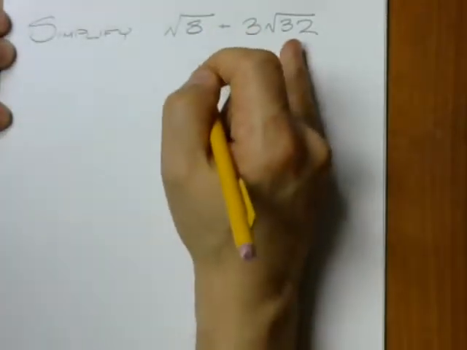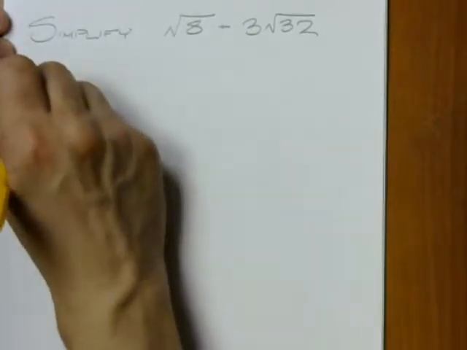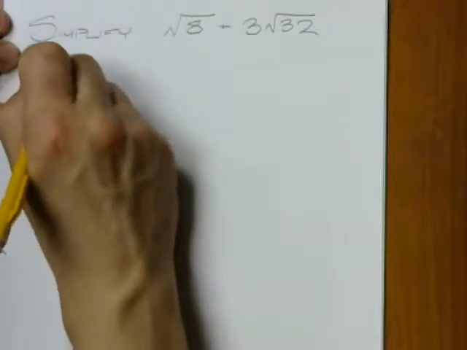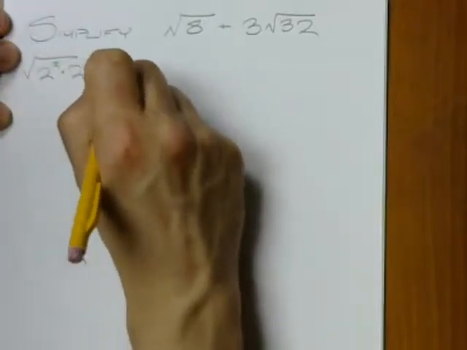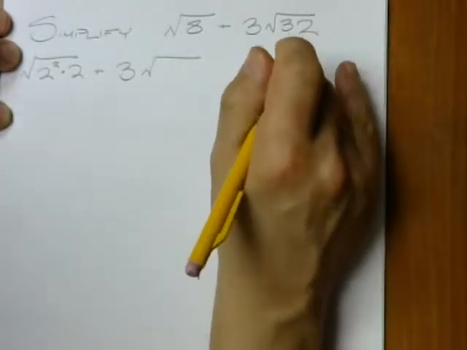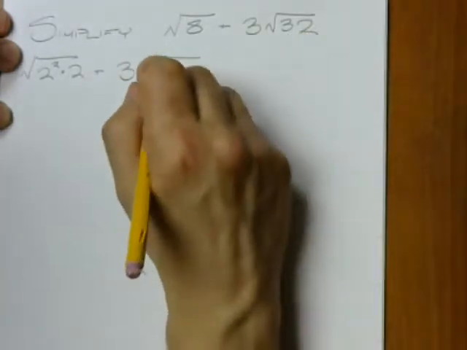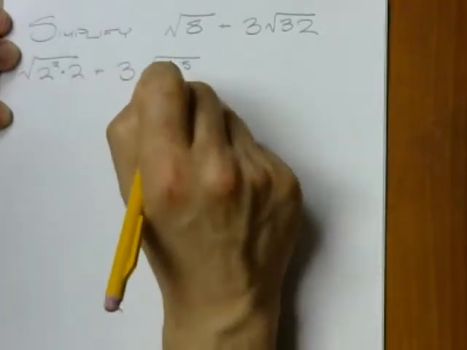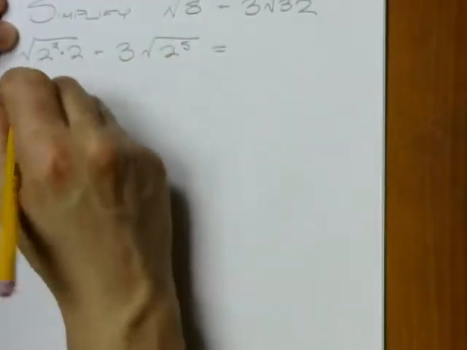First of all, 32 is not a perfect square, neither is 8. But what we can do is write 8 as 2 times 2 times 2, so that's 2 squared times 2, plus 3 times, well, 32, let's see, 16, 8, 4, 2, so this is going to be 2 to the 5th. That's actually not the best way to write that here.